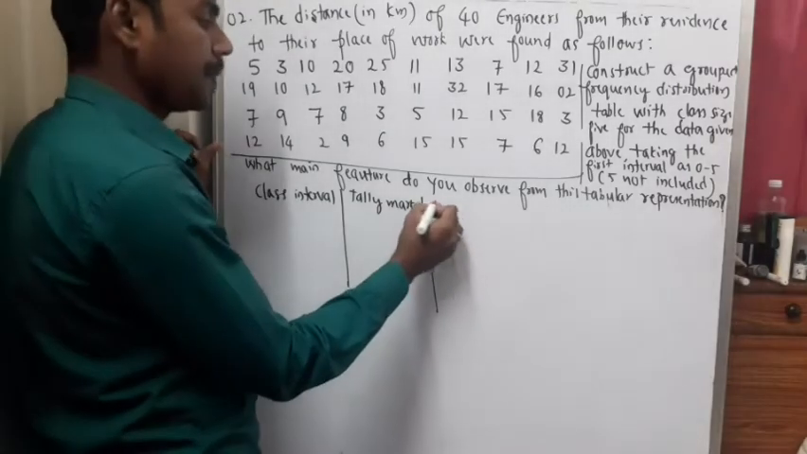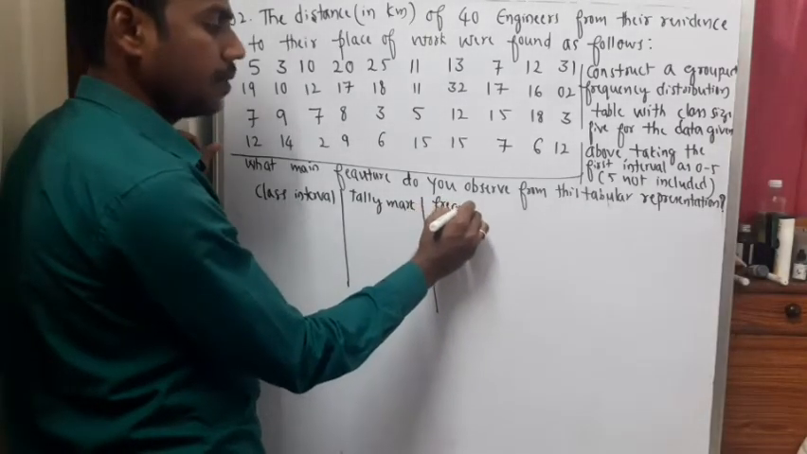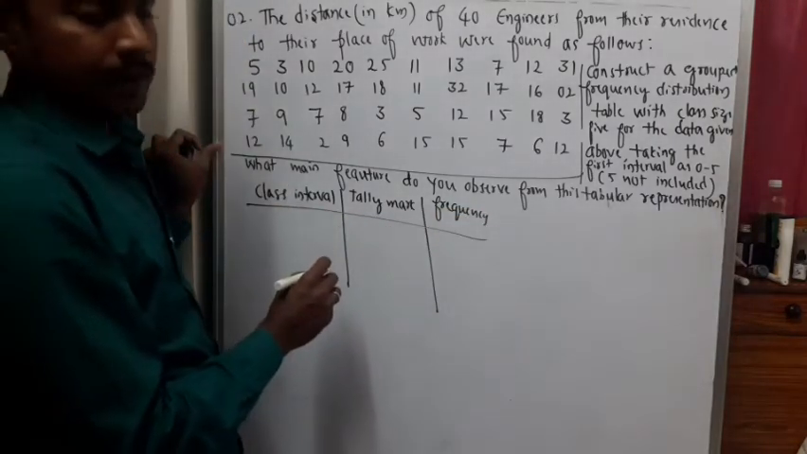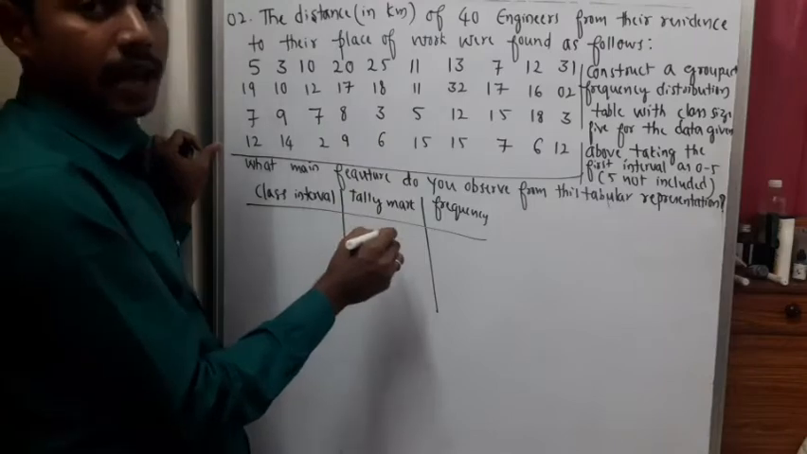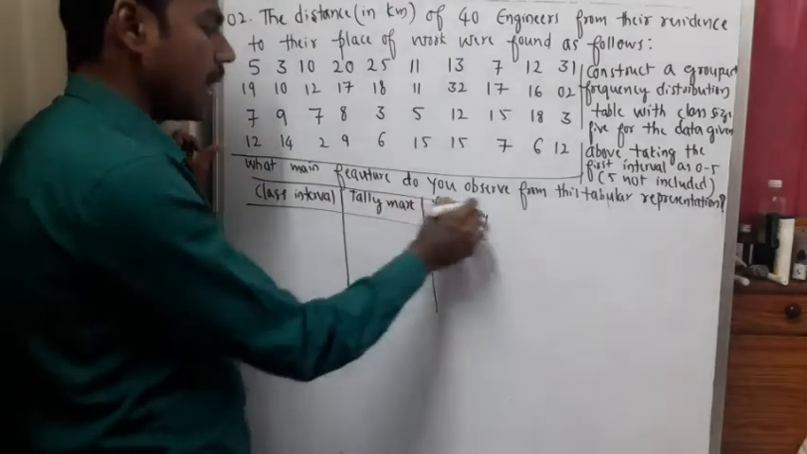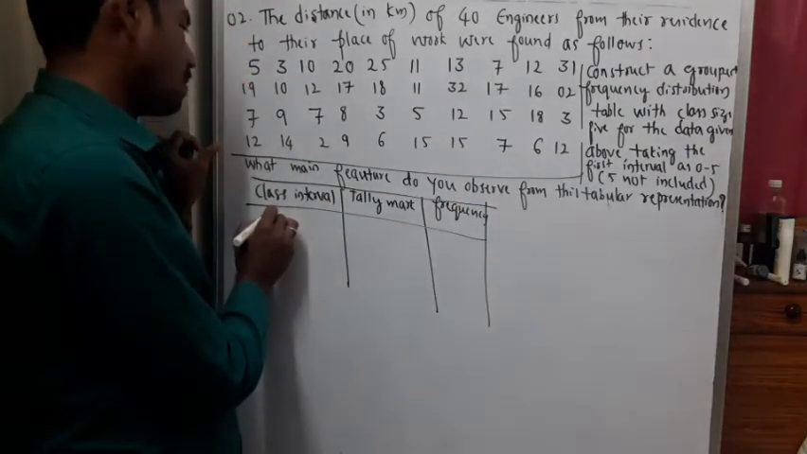Then frequency. Using tally marks, we can easily mark the things, and counting will be easy, and we will not miss out any data. Okay, that is the reason we use tally mark. Now, what should be the class interval?